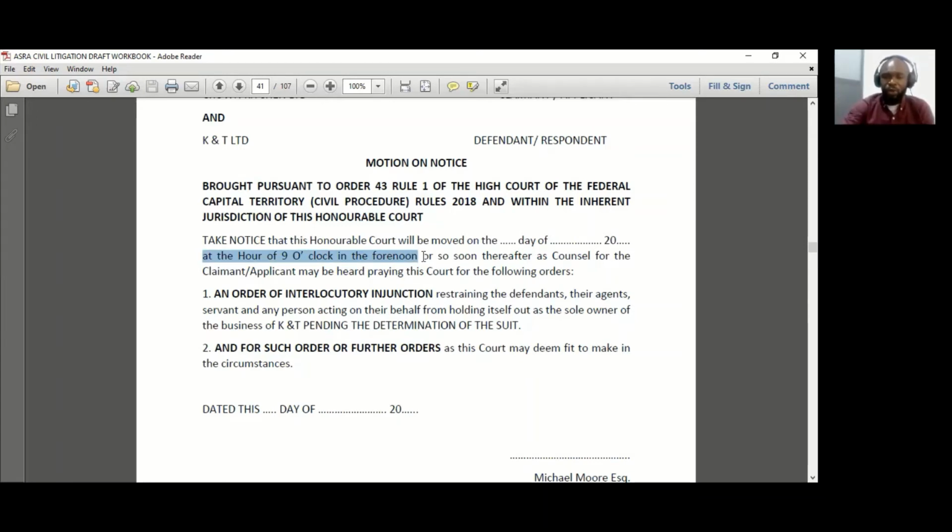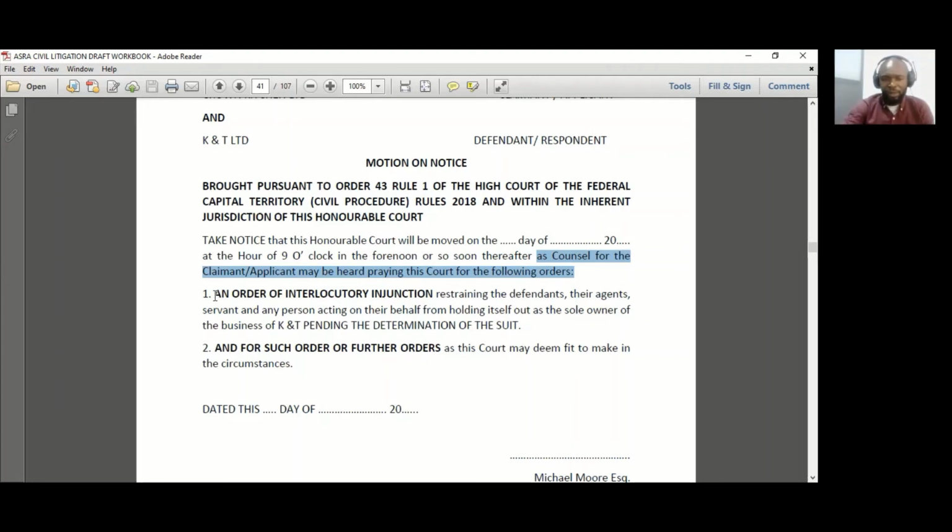And then it says, or so soon thereafter, all right? Because even though the court is going to be seated at 9 a.m., the court may not hear your motion at 9 a.m. Your motion may be something that is subsequently heard by the court. So at the hour of 9 o'clock in the forenoon or so soon thereafter, as counsel for the claimant applicant may be heard praying the court for the following orders, all right? Because that's what you're saying, that the court is going to be hearing your application. Now, what are you praying the court for? What request are you making to the court?